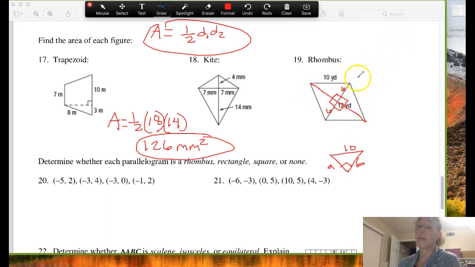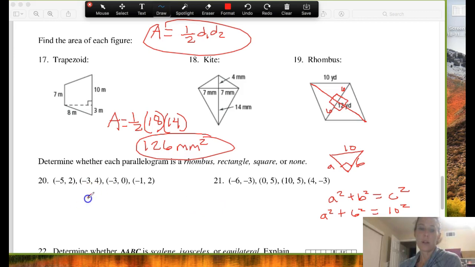So in a rhombus, the diagonals are not congruent, but they do bisect each other and they do meet at right angles. So you get your right triangle, Pythagorean theorem. You know a squared plus b squared equals c squared. So here, I don't know a, and I have my hypotenuse and I have another leg. So I'm just going to go a squared plus 6 squared equals 10 squared. And I'm going to solve for a using this formula.